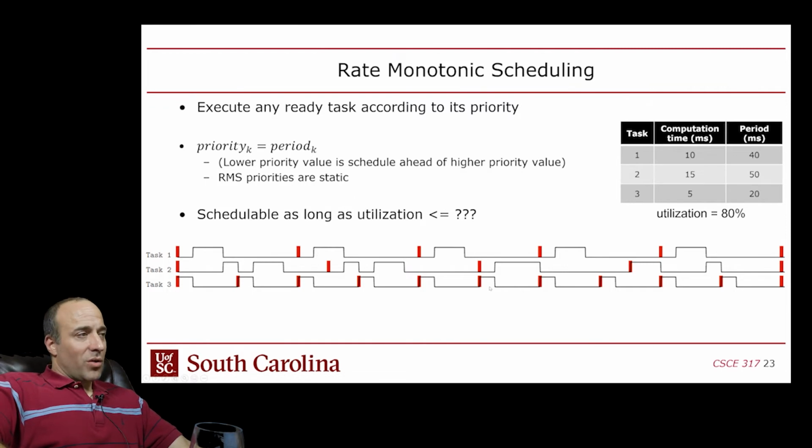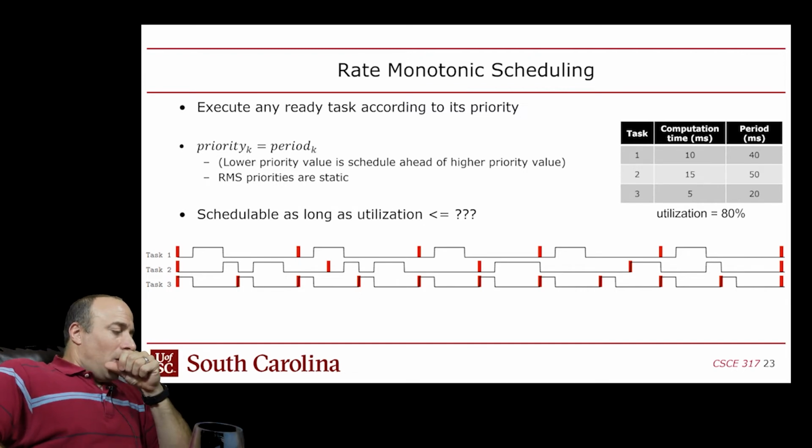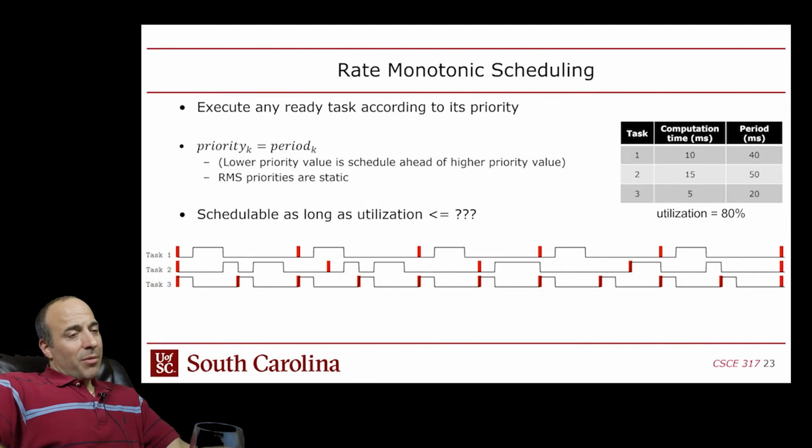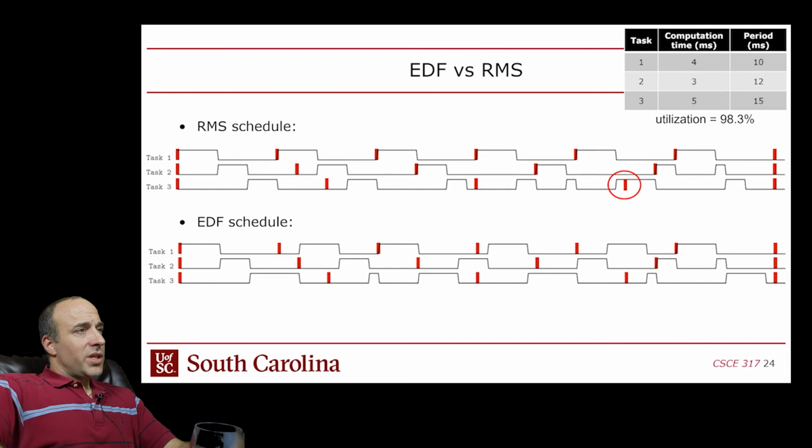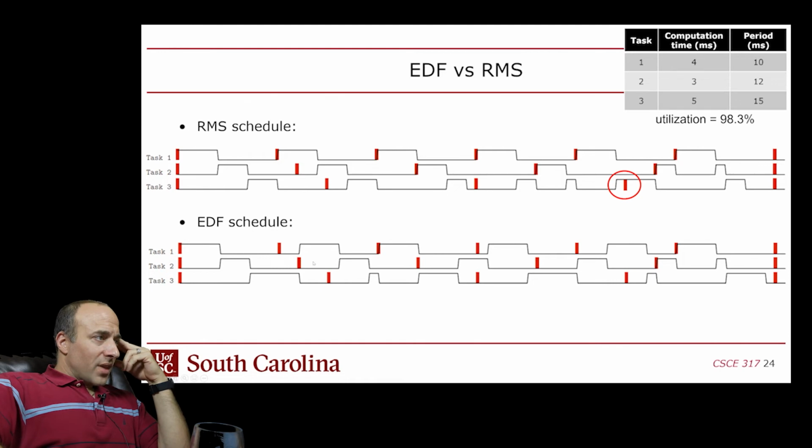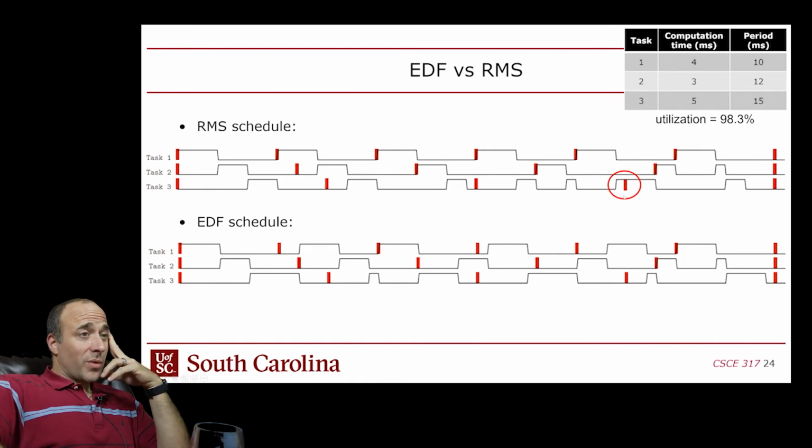With rate monotonic scheduling, the priority is simply equal to the period. Obviously, in this case, lower numbers mean higher priority, but it may not be possible to schedule with RMS even if the utilization is less than 100%. So you can see in this case the RMS schedule and the EDF schedule for these 3 tasks, and with the RMS schedule we actually miss a deadline.